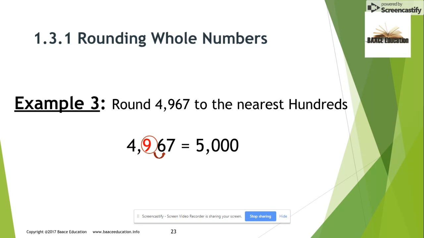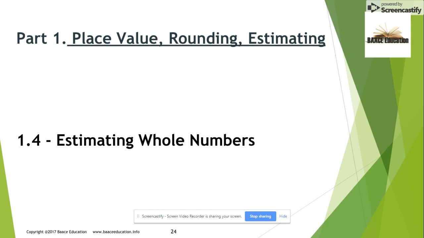4,967, we round that to the nearest 100. The digit 9 is the place value. Since the next number, which is the 6, is 5 or more, we're going to add 1 to the 9, so 49 plus 1 becomes 50. So our final answer is 5,000. We place zeros to guide you.